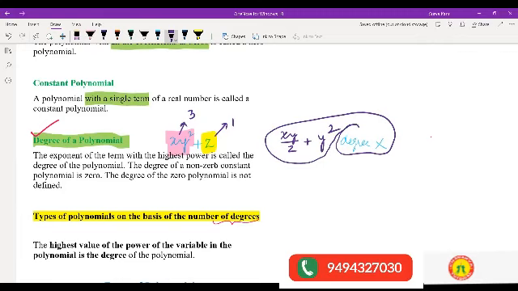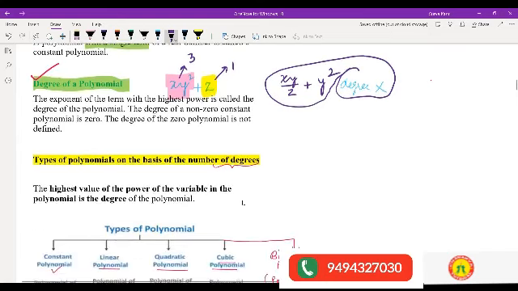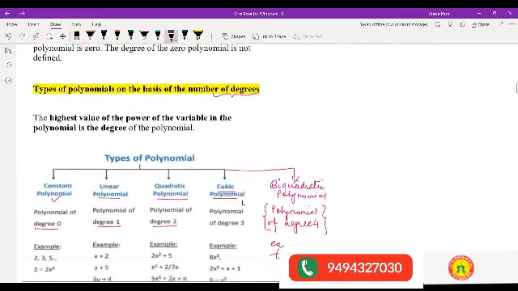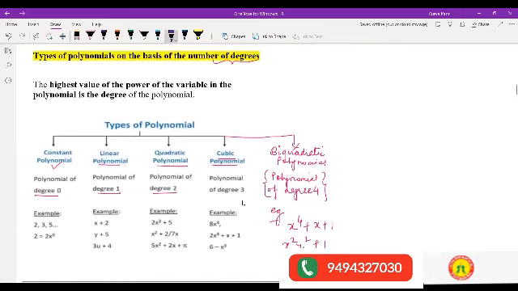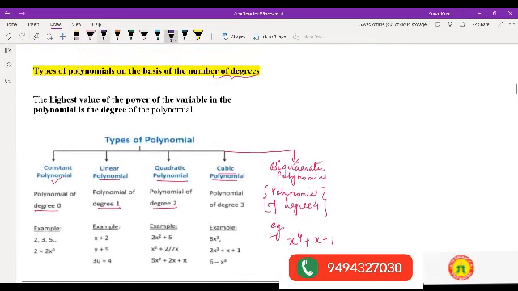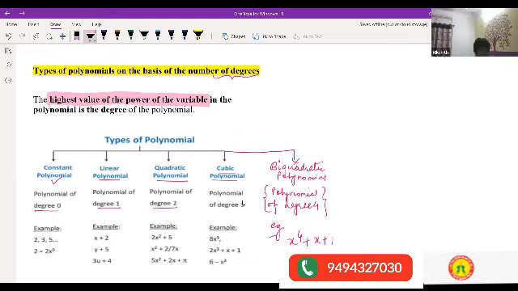So next part of this is what? So this part you understood. Now type according to degree. See, we have already read this one, right? The highest power of the variable. What is the degree of polynomial? So the highest value of the power of the variable in the polynomial. Okay, sir. The highest value of the power of the variable in the polynomial is degree of the polynomial. Okay, sir.